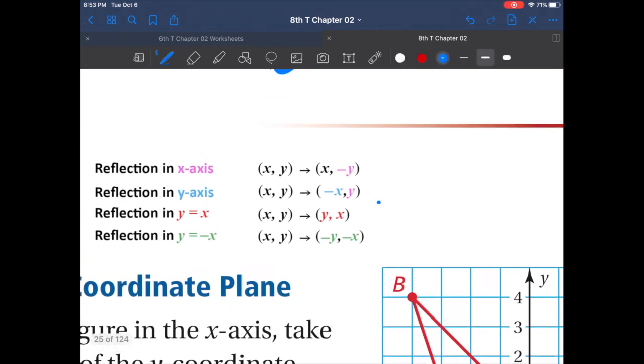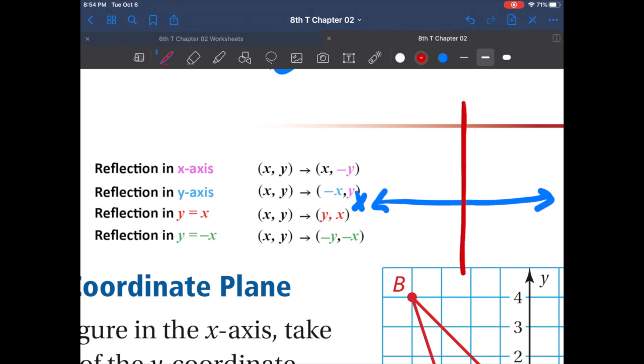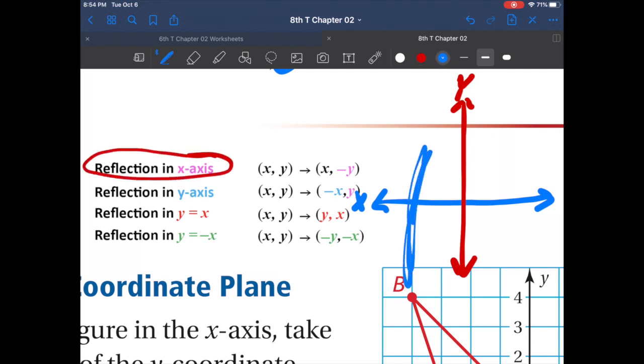So first of all, what is the x-axis? If we drew a line like this, horizontally, this would be the x-axis, and if we drew a line vertically, this would be the y-axis. So we need to know what it's saying. When it reflects across the x-axis, we're talking about stuff on this side like this. When we are talking about the y-axis, we are talking about stuff on this side like this, okay? So it goes like that.